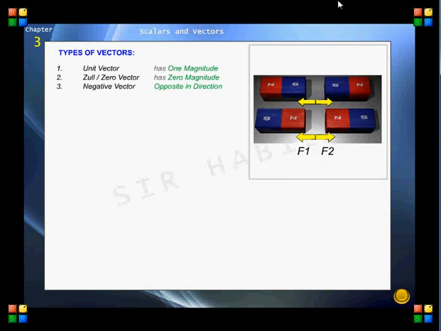Let's suppose this magnet is applying a force F1 in this direction. It's shown here, F1. And if we discuss this other one, we can say that this magnet is applying the same force F1. Suppose this is applying 5 Newton. As the sizes of the magnets are the same, let's suppose it's also applying 5 Newton.